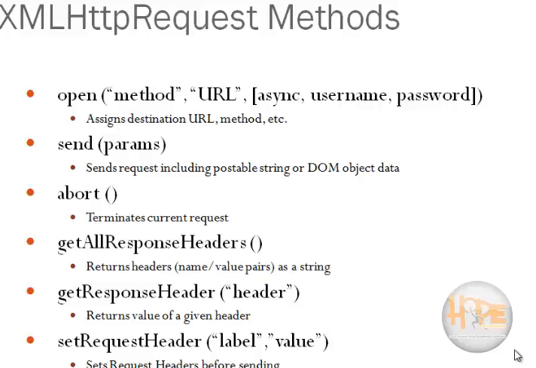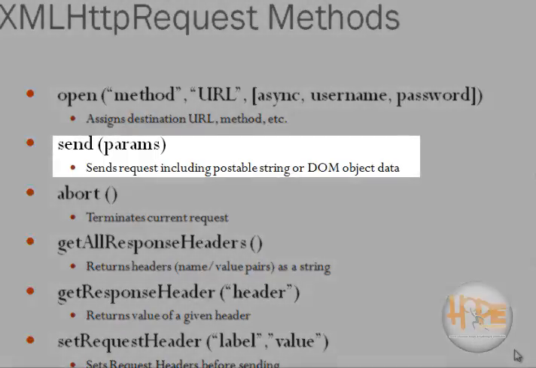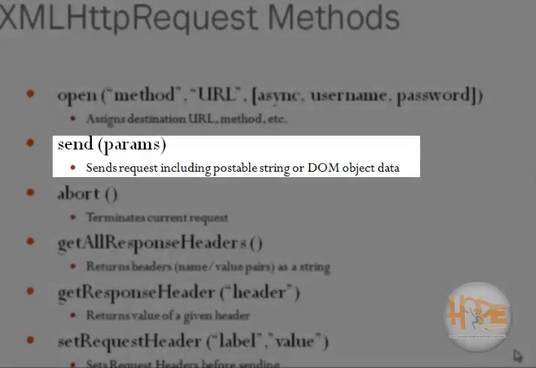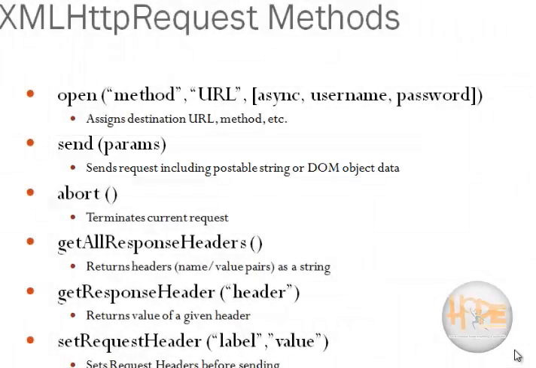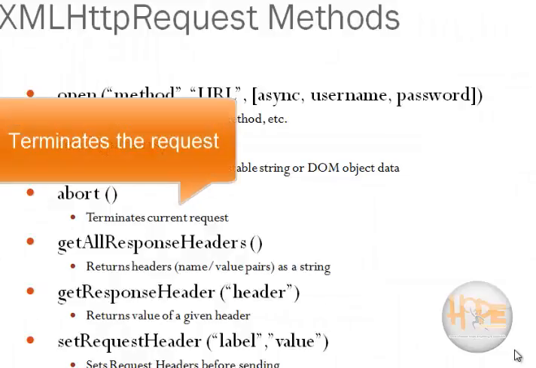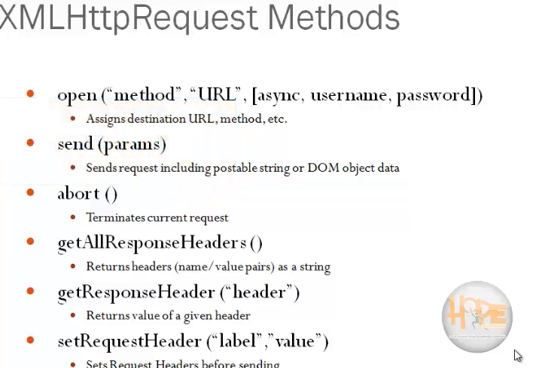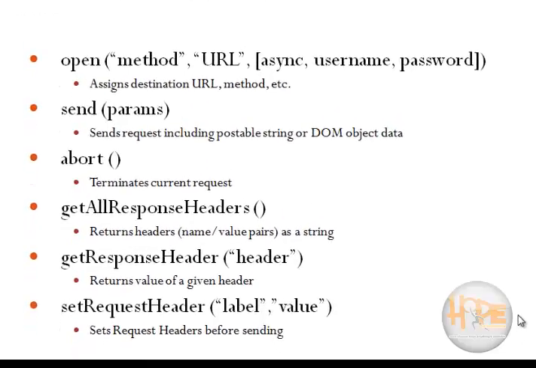The second method is send. Whenever the data is ready to be fetched by the server, this method is called, which in turn calls a callback function. Next is the abort method, which terminates the current request. The others are getAllResponseHeaders and getResponseHeader, which get the response headers. However, only the first two methods are of prime importance. The other one is setRequestHeader, which sets request headers before sending.